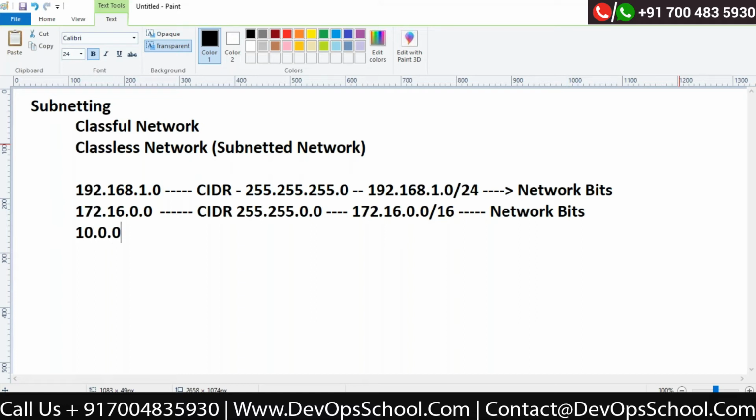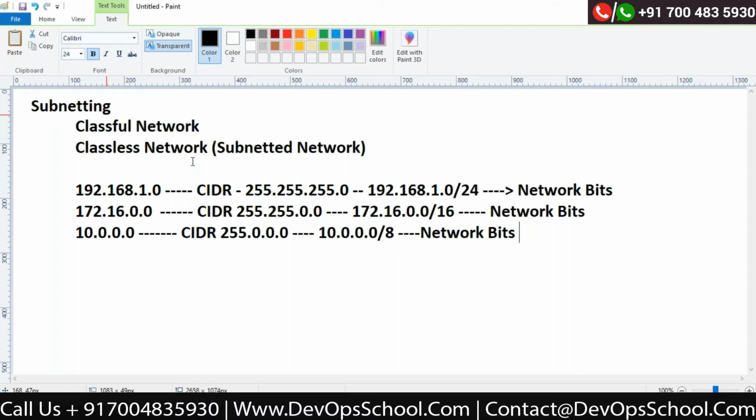Same thing for a class A IP address. The class A default subnet mask would be this, and how do I write it in the CIDR method? It would be like this. So CIDR is a calculation and IP allocation method that will make your life easier for subnetting. That's why it is called classless inter-domain routing. Now we are going to see classless when we are doing subnetting, which is not classful.